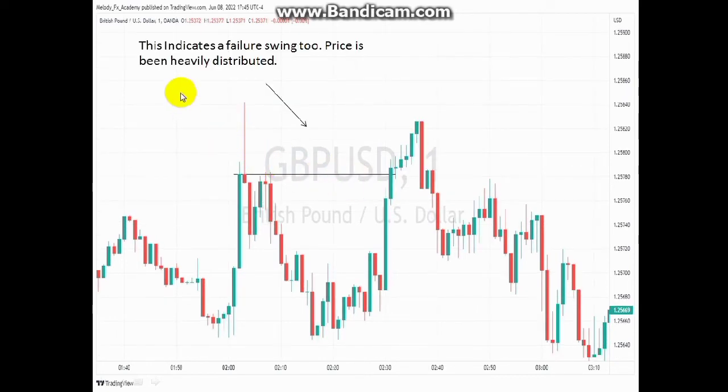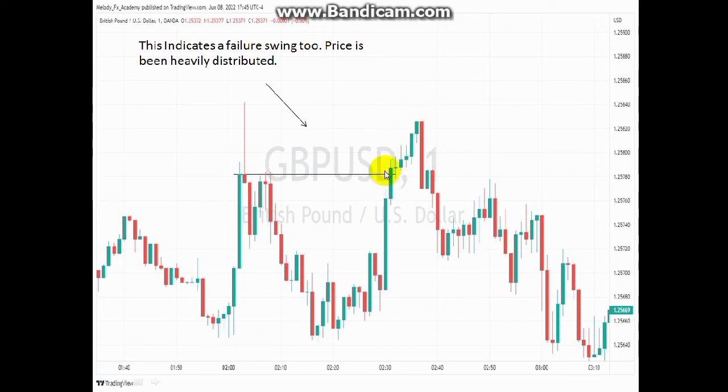So at the same time, this indicates a failure swing too, right? What this means is price is being heavily distributed. This is being sold on weakness, and this right here is price creating a higher high.